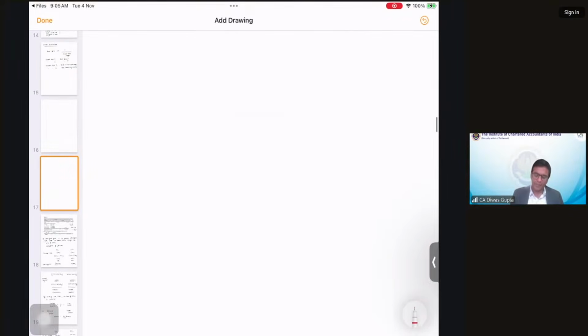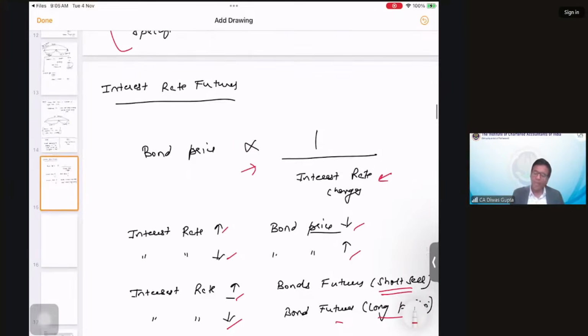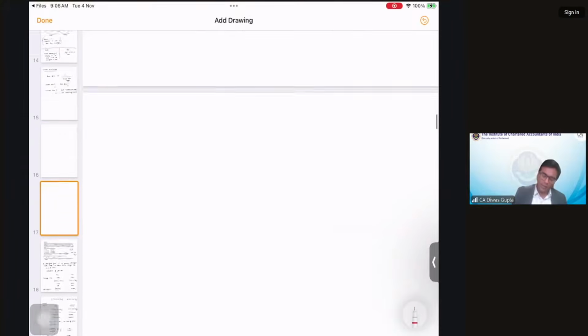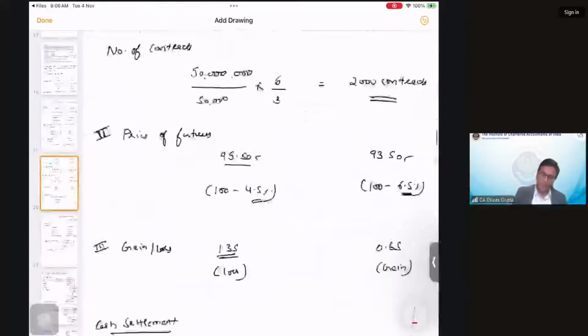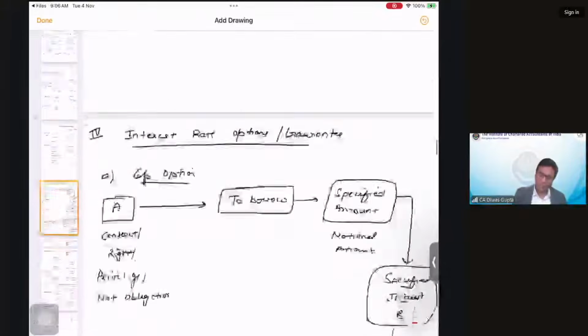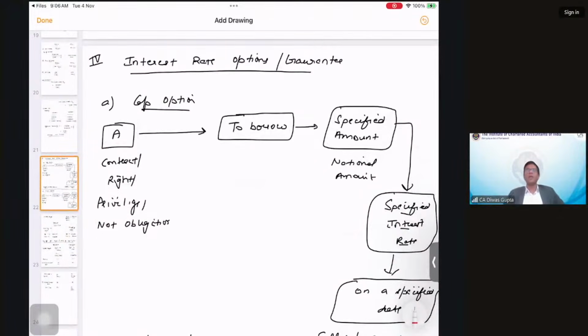the amounts. Just to tell you, in a real market scenario, the interest rate futures are not traded, but they are actually represented in the form of bond futures, and those bond futures are used in interest rate risk management, students. I hope this is clear. Perfect. Now let's come to the interest rate options, which is the interest rate guarantee.